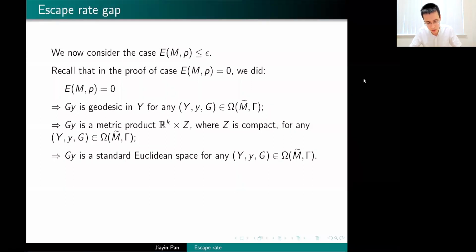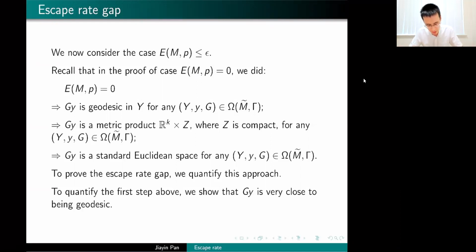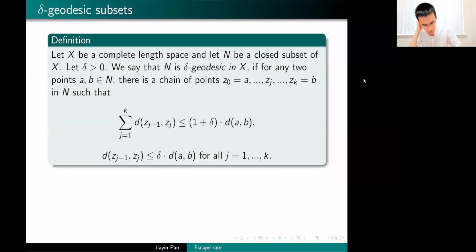To prove the escape rate gap case, we're going to quantify this approach. For example, the first step: we show that G·Y is geodesic in the capital Y. Here geodesic just means that the intrinsic metric and the extrinsic metric are the same. To quantify the first step above, we're going to show that the limit orbit G·Y is very close to being geodesic. There are many ways to write quantitative definitions of being close to geodesic, so we're going to use the one here.